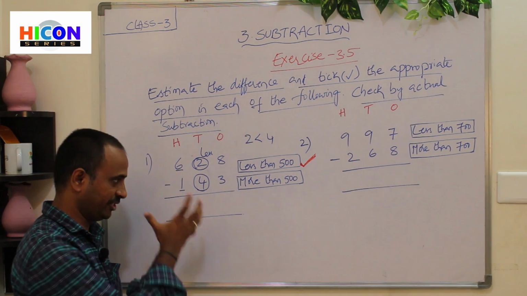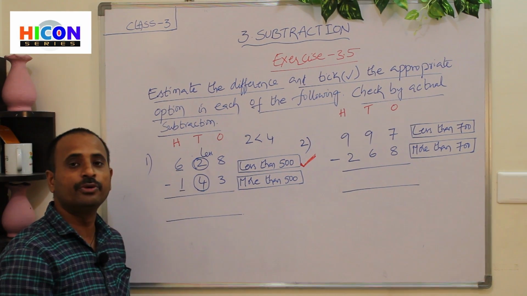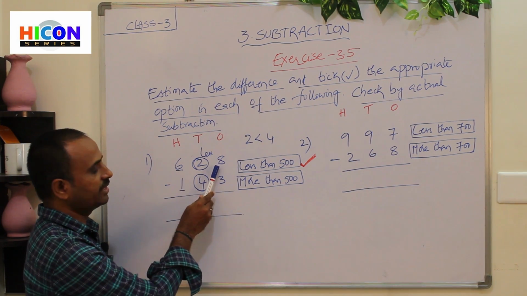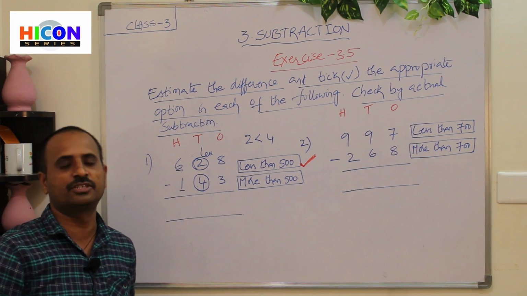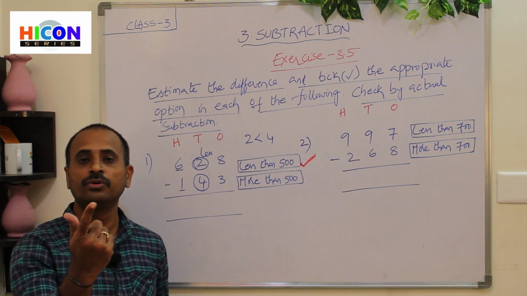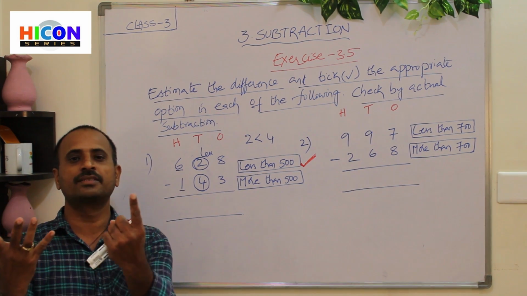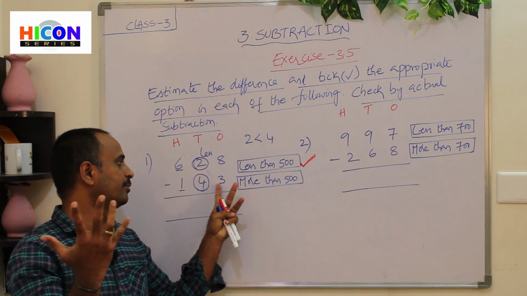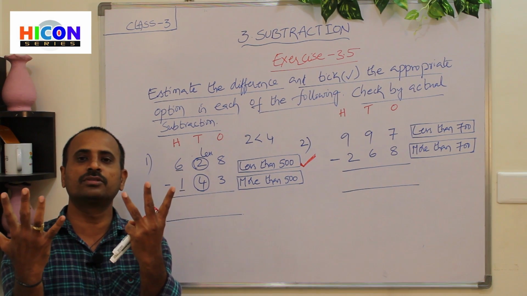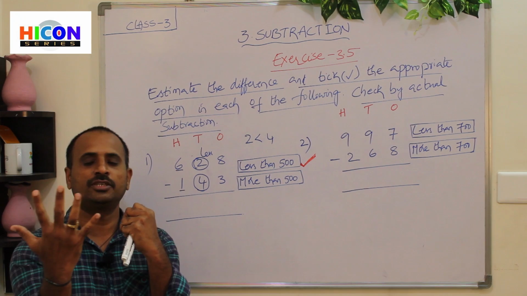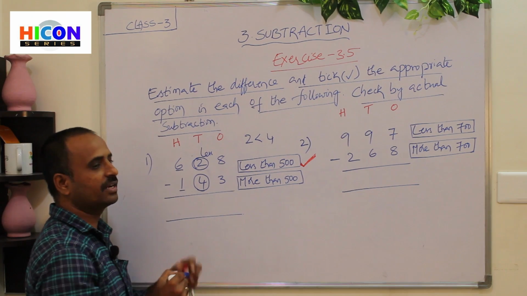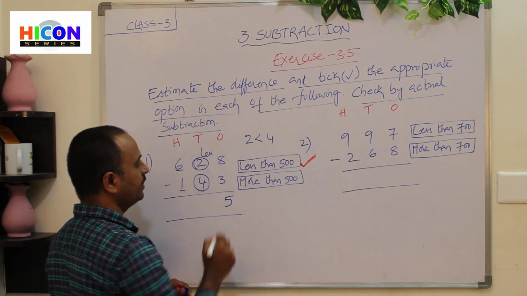So let us check our estimation by doing actual subtraction. Start our subtraction from the ones place. What are the digits in the ones place? 8 and 3. The first number is 8, so open 8 fingers of your hand. 1, 2, 3, 4, 5, 6, 7, 8. The second number is 3, so close 3 fingers among these 8 fingers. 1, 2, 3. Now how many fingers are remaining? 1, 2, 3, 4, 5. So 5 fingers are remaining. Write 5 under the ones place.